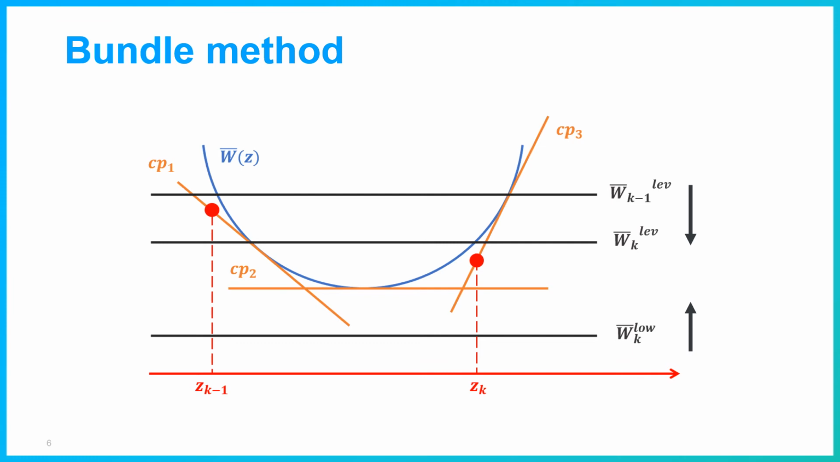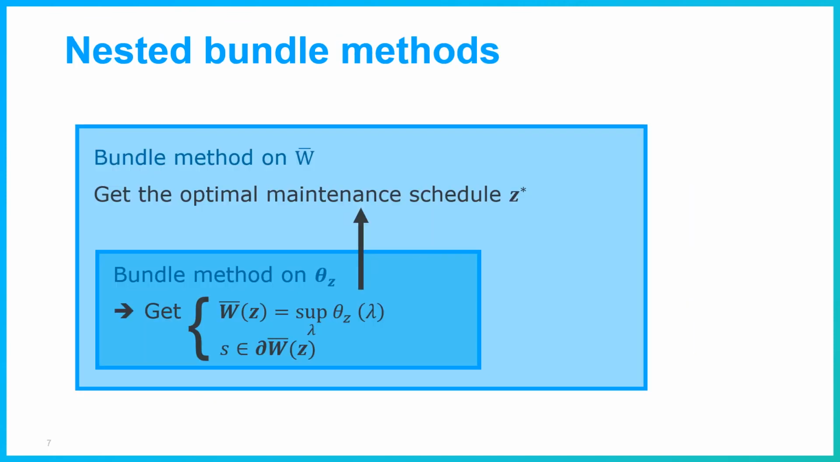In our case, we actually needed to use two nested bundle methods. Indeed, we needed a first bundle method on θz, the Lagrangian function. This allows us to get an estimation at point z of our function bar W and a subgradient of that function at the same point. Those two results then allowed us to compute a second bundle method on bar W, which allowed us to get the optimal maintenance schedule z star, which is the final goal of our project.